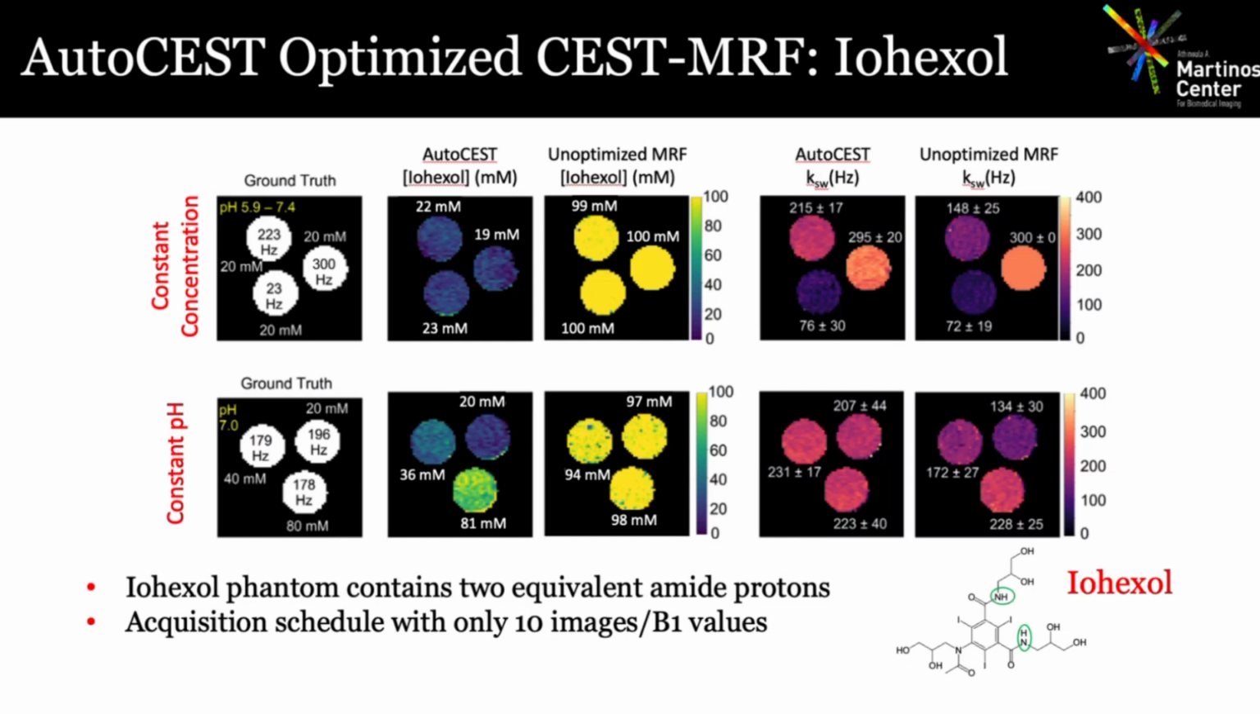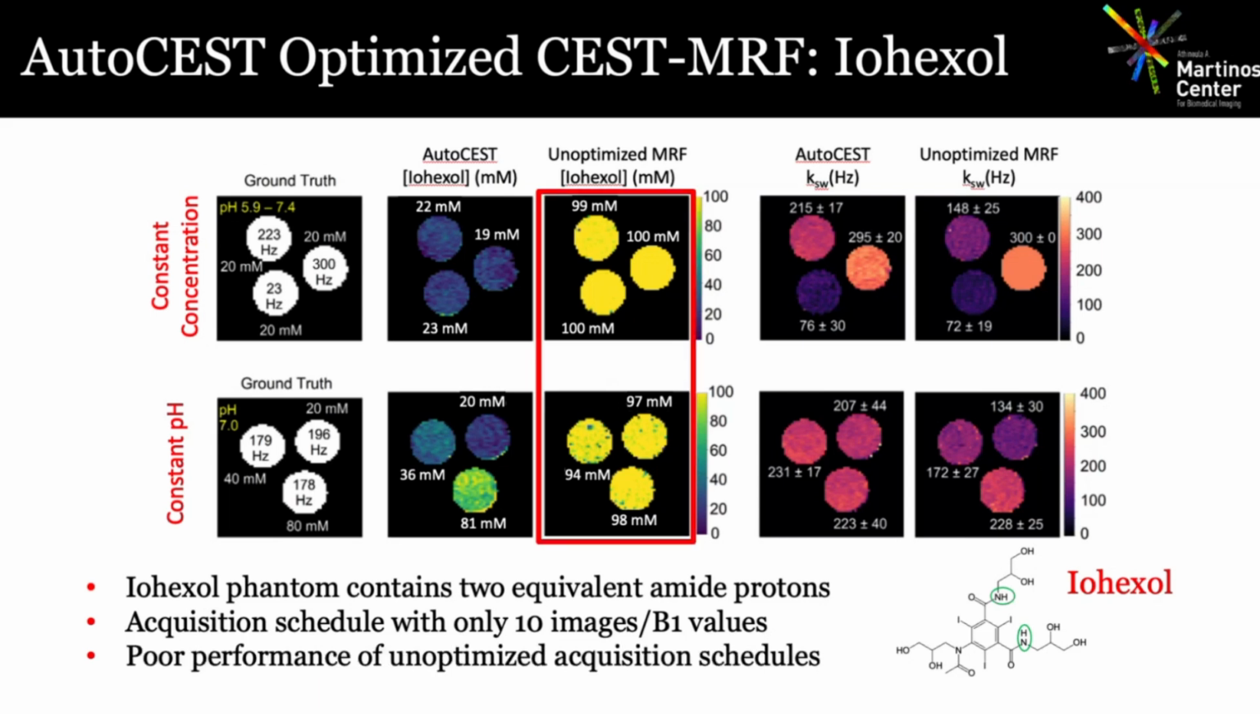It has two equivalent amide protons. And what we did is we started with that L-arginine acquisition schedule we'd used originally, which was 30 acquisitions, and we just truncated it to 10. So we're only acquiring 10 images. And if you just look at that L-arginine schedule and you do your fingerprinting with that schedule, it's garbage, right?